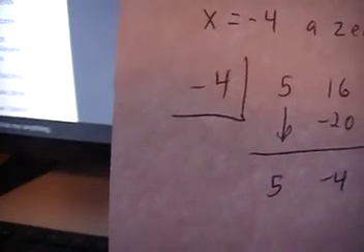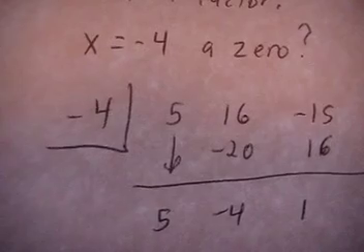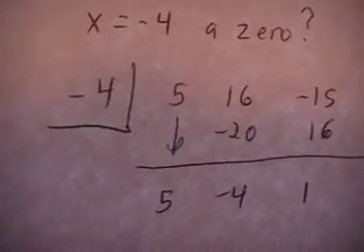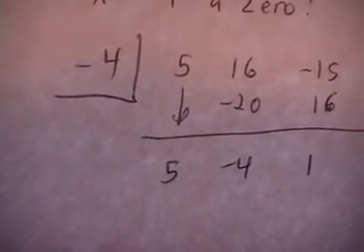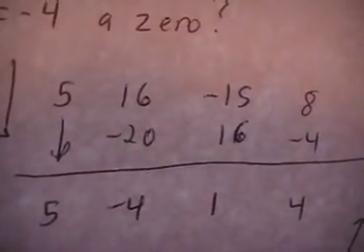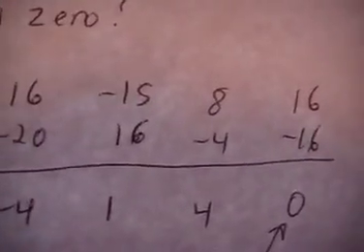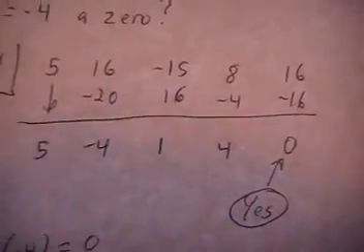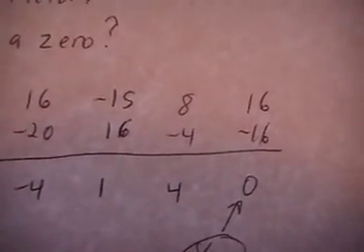You start by bringing down the front number, bring down the 5. 5 times negative 4 is negative 20. You multiply up, and then you add straight down. 16 plus negative 20 is negative 4. Repeat the process till you go all the way across. Negative 4 times negative 4 is positive 16. Negative 15 plus 16 is 1. 1 times negative 4 is negative 4. 8 minus 4 is 4. 4 times negative 4 is negative 16. 16 minus 16 is 0.